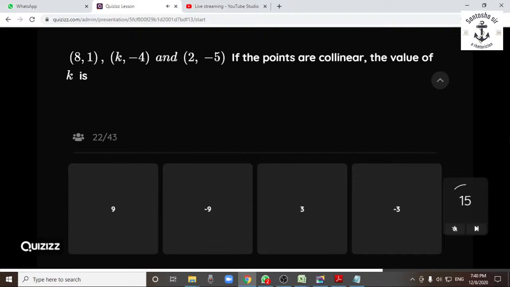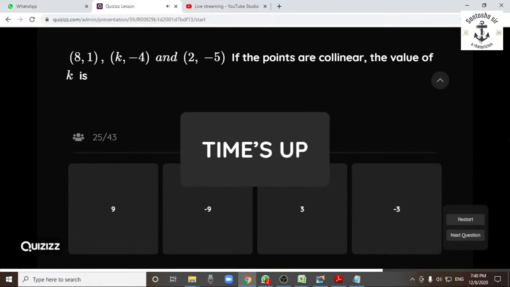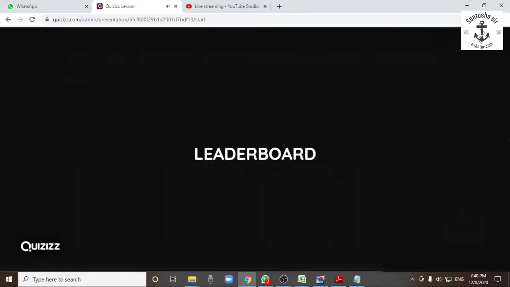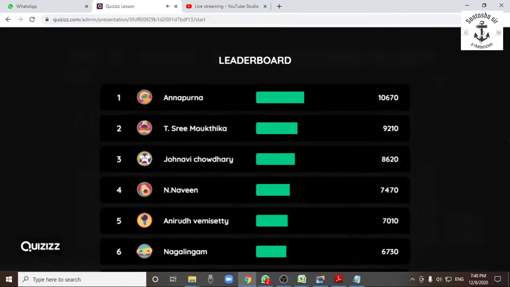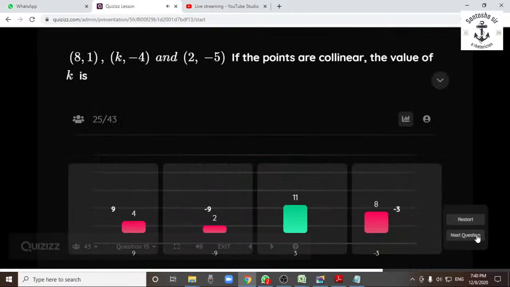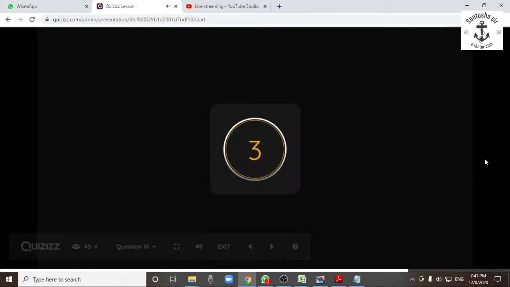Members answered out of 43. Last 15 seconds. Time is up. 25 members out of 43 answered. Let's check the leaderboard scores, if anybody is going to bring the corner down. And there is no change in the scoreboard. Moving on to the next question. 11 members answered this right. Question number 16.